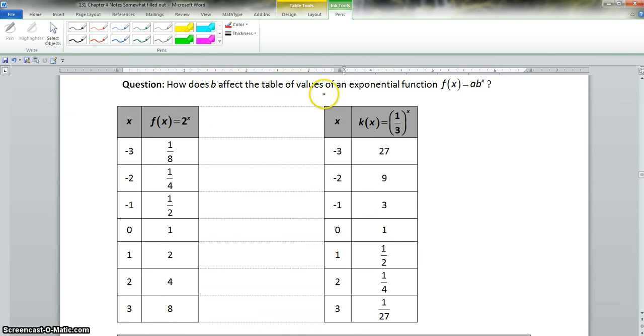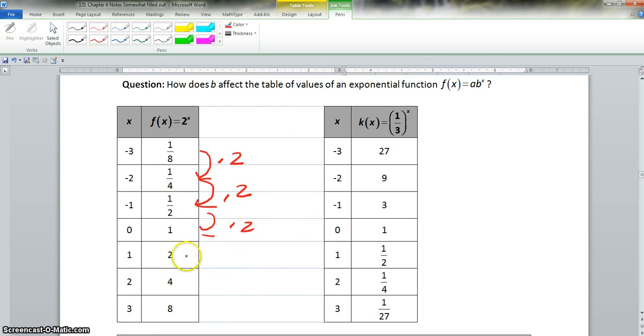Question: how does b affect the table of values of an exponential function f of x is equal to a times b to the x? Now if you look here, if we go down to f of x equals 2 to the x, from here to here, that's a value being multiplied by 2. If you multiply 2 times 1/8, it'll give you 1/4. If you multiply 1/4 times 2, it will give you 1/2. And 1/2 times 2 will give you 1. So our pattern here is everything is being multiplied by 2.